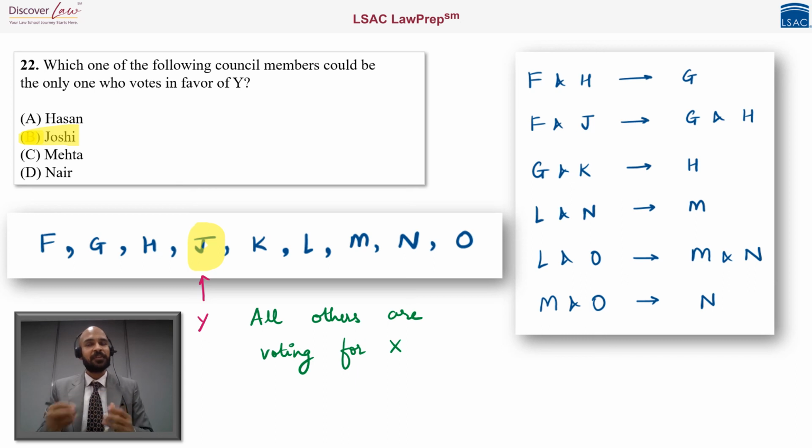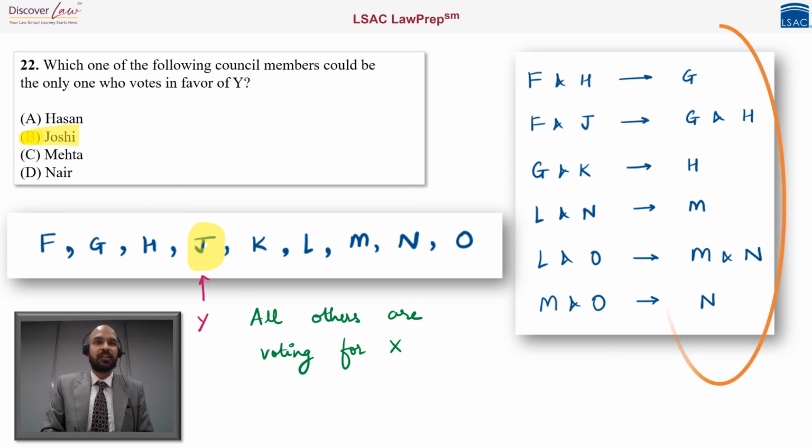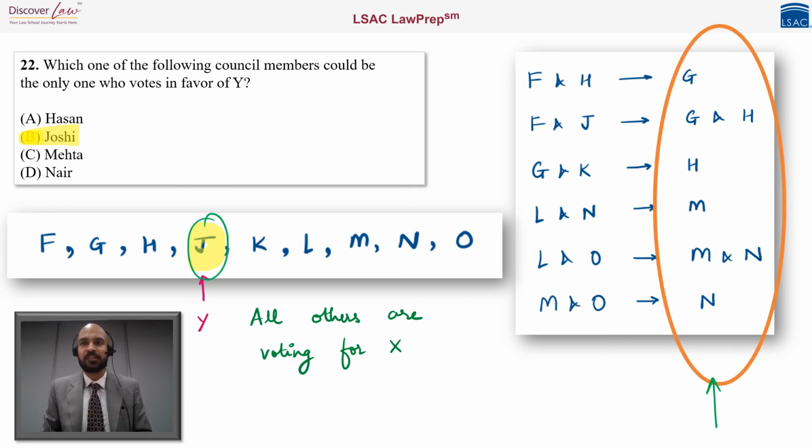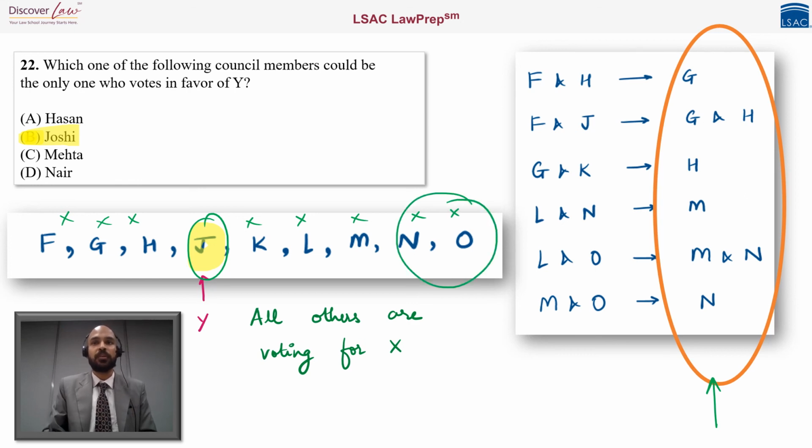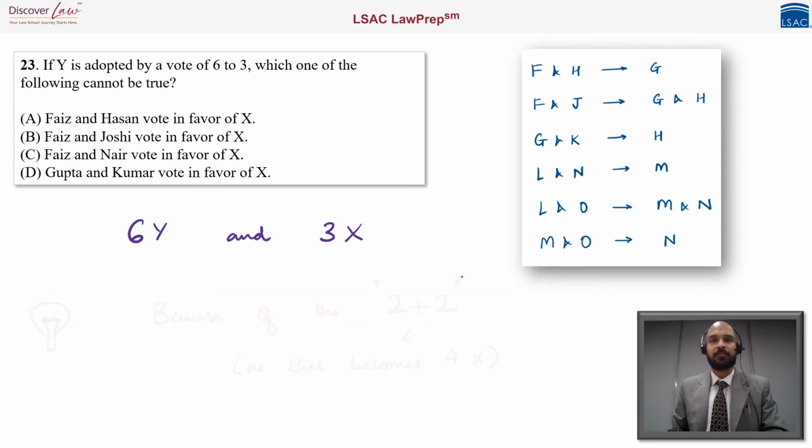So you must have understood the pattern by now. J is the only one that you do not see here. So maybe anyone else could be voting for X. Everyone could be voting for X. But in no condition, no combination points towards J voting for X. So the only person who could be voting for Y is J. Your answer is B. Question number 23.